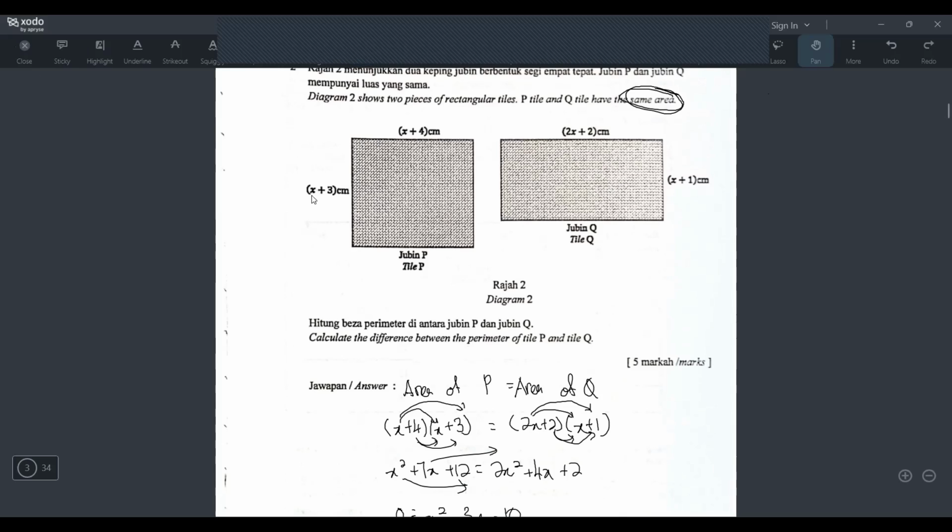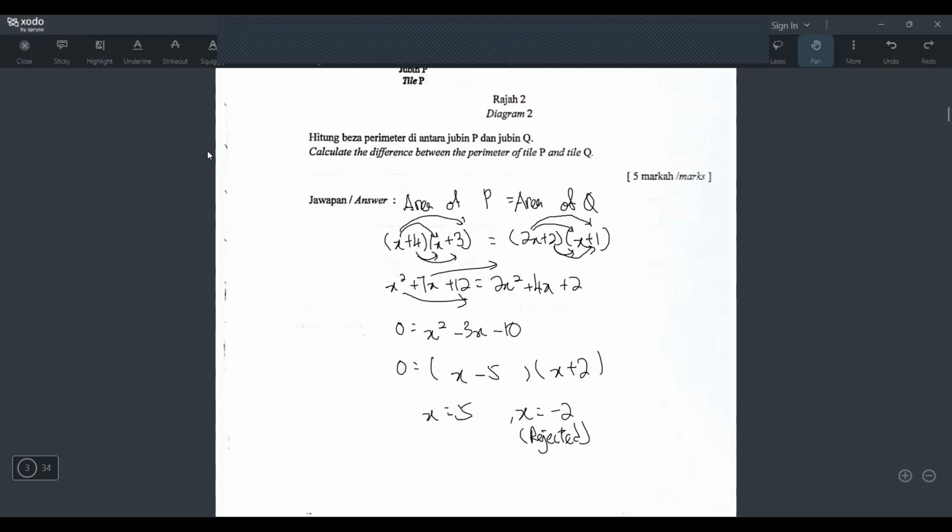I think I can find the perimeter, right? So let's put in 5 here. So 5 plus 4, you get 9. 5 plus 3, you get 8. 2 times 5 is 10. 10 plus 2 is 12, right? And then 5 plus 1 is 6.